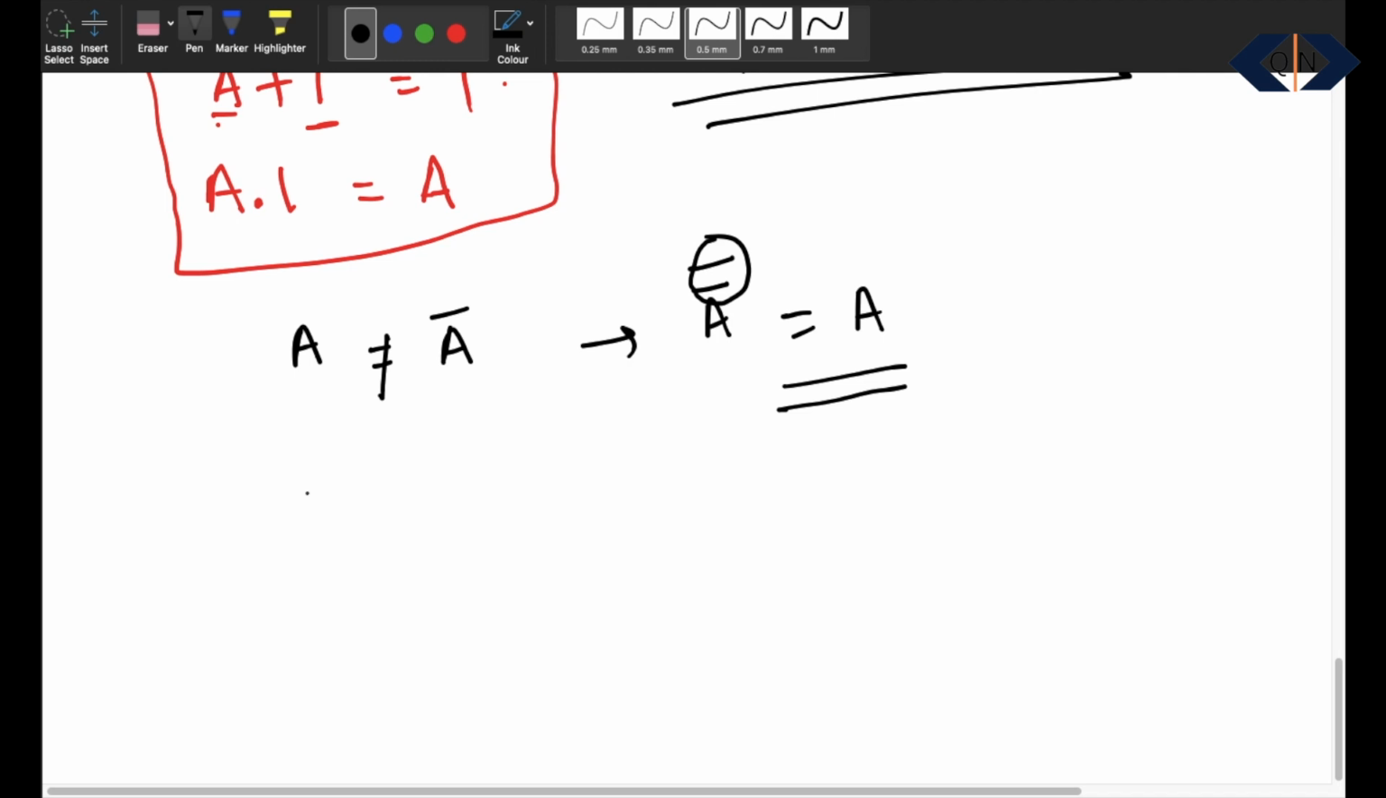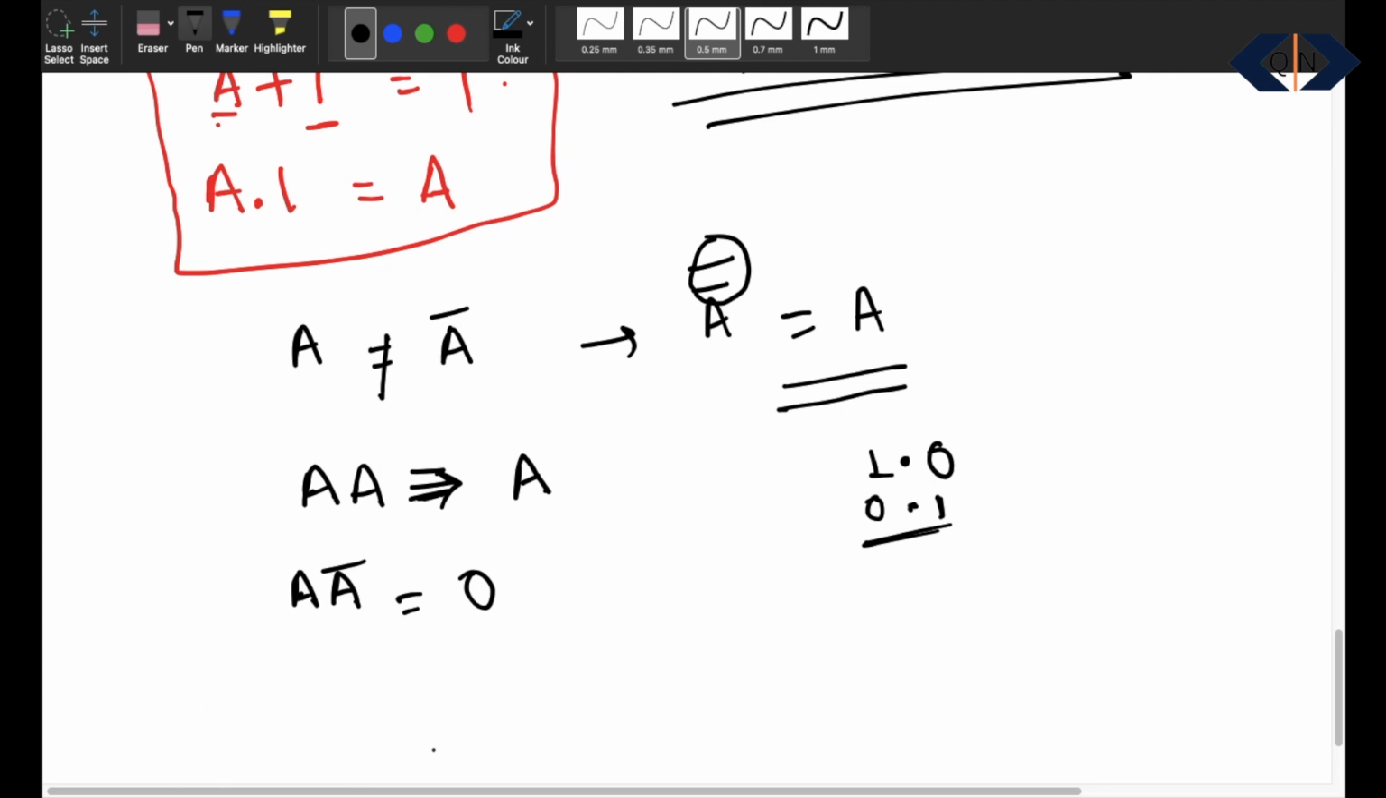Now next, if we have a bit A and if we are performing an AND operation with the same bit, so it will be A. You can check it, like 0 into 0 is 0, 1 into 1 is 1. So you can note it here. So A into A is equal to A. Now what if we have A and the other is A bar, right? So in this case it will be always 0. Why? Because if A is 1, then A bar will be 0. So 1 into 0 is 0. If A is 0, then A bar will be 1. So 1 into 0 is 0.